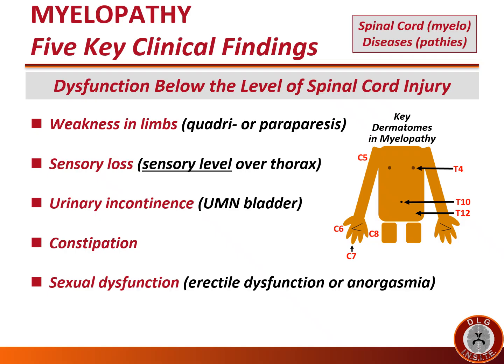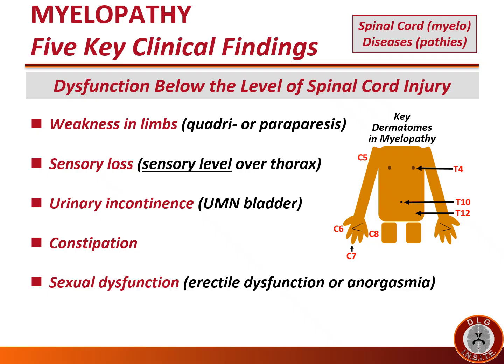And those 5 key clinical findings are weakness in the limbs, bilateral weakness usually. And this bilateral weakness can be either a quadriparesis if the myelopathy is high enough up to involve arms and legs, such as in the cervical region, or a paraparesis, especially if it's below the arm involvement, so in the thoracic region, for example. The sensory loss occurs below the spinal cord lesion, and if this occurs over the thorax, we call this a sensory level.